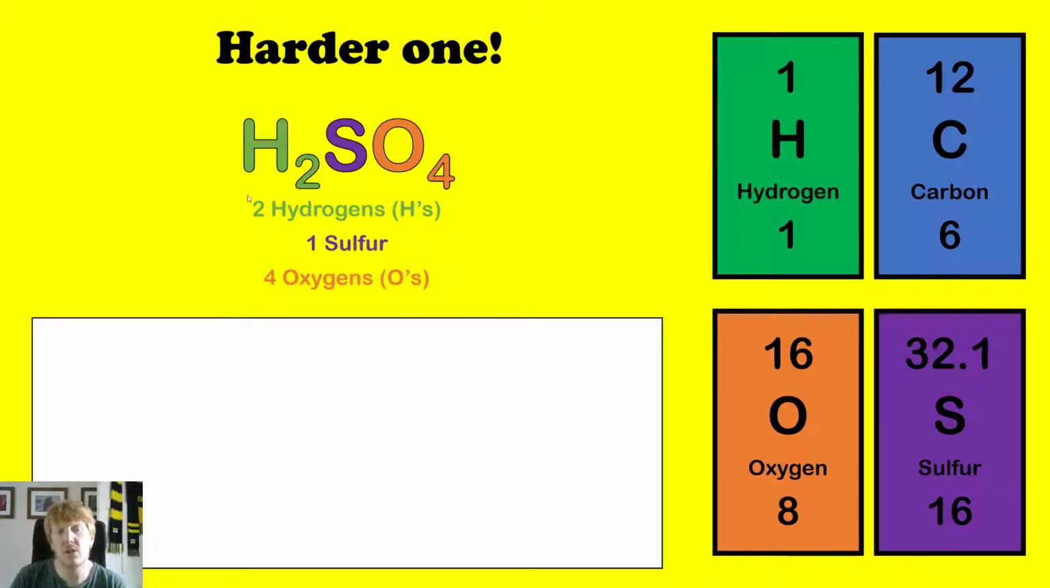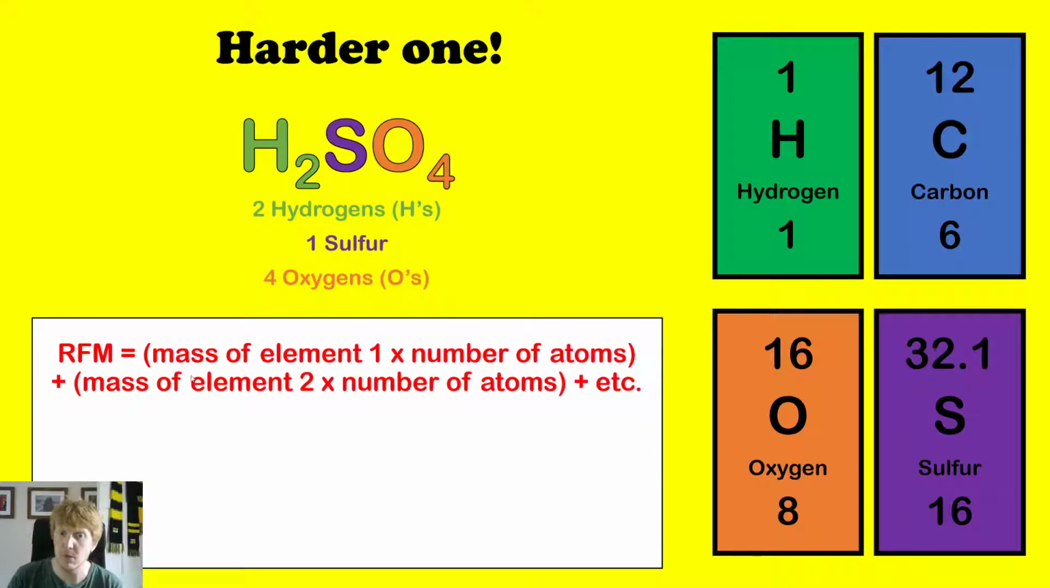So this one's got three different elements. We've got hydrogen, sulfur, and oxygen. We've got two hydrogens, one sulfur, four oxygens, okay? Same thing we did before, mass times number of atoms, add them together. So let's start with the hydrogen. Each hydrogen weighs 1, and there's two of them. And so we go 1 times 2 plus, well, what about sulfur?